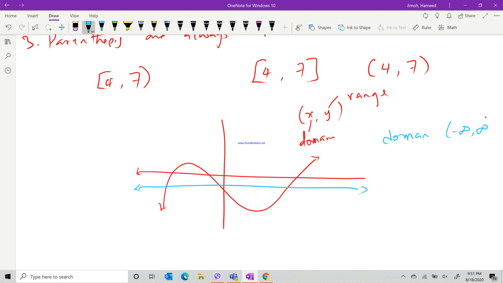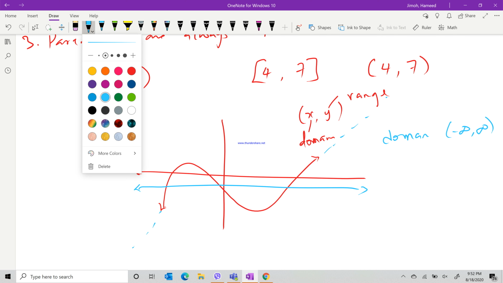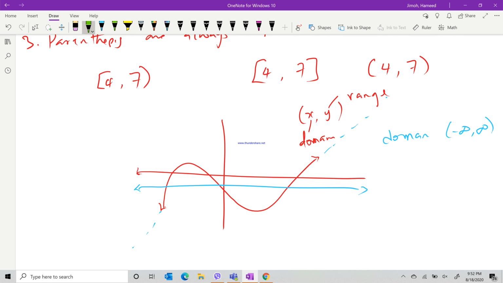Also, if you want to get the range of the function, it is the set of all possible y values. You can see that this graph goes this way and this goes down also. So I can choose my y to be the set of all the numbers in this interval. That means my range is also from negative infinity to positive infinity.